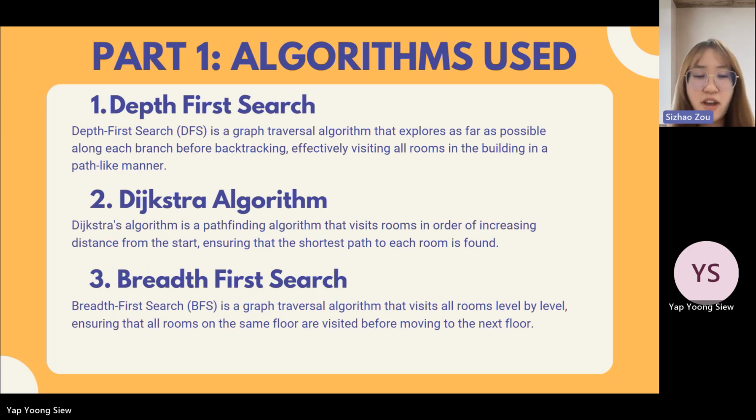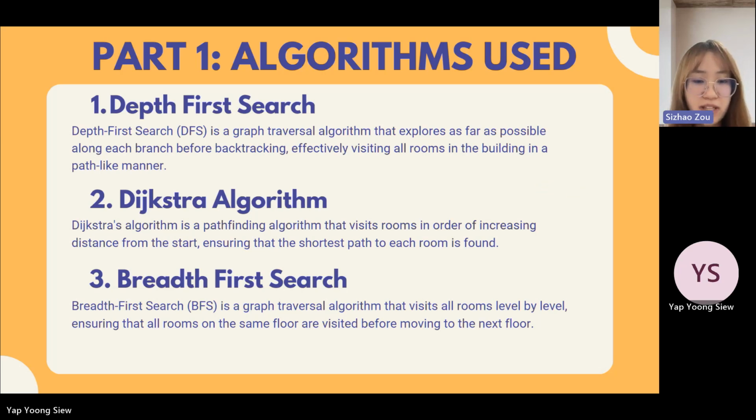So first one is DFS. So DFS algorithm is a graph traversal algorithm that explores as far as possible along each branch before backtracking. So it efficiently visits all the rooms in the building in a path-like manner. And second one, we use Dijkstra algorithm. So for the Dijkstra algorithm, it is a path-finding algorithm that visits rooms in order of increasing distance from the start, ensuring that the shortest path to each room is found.